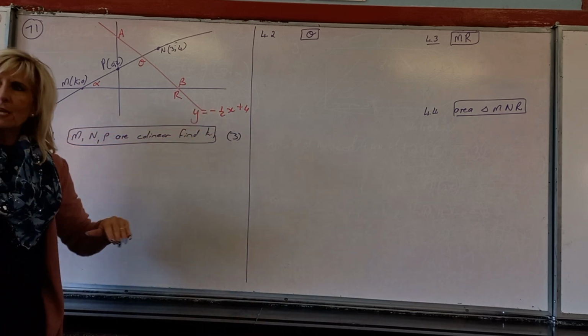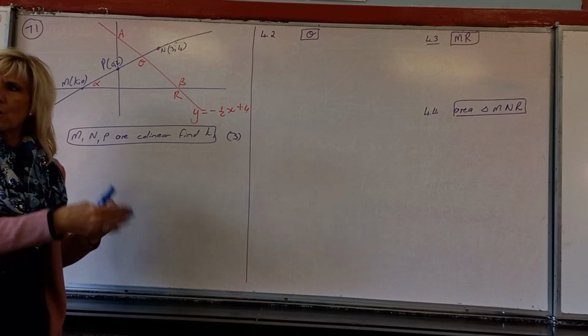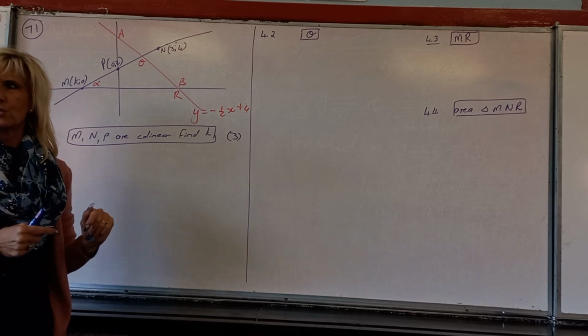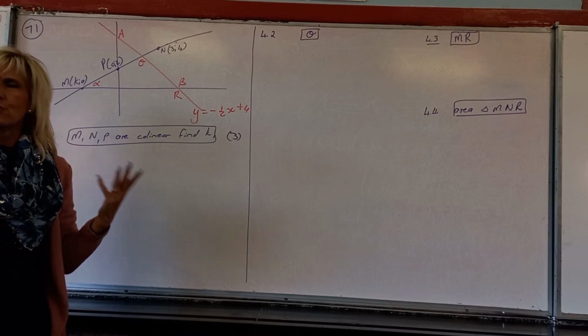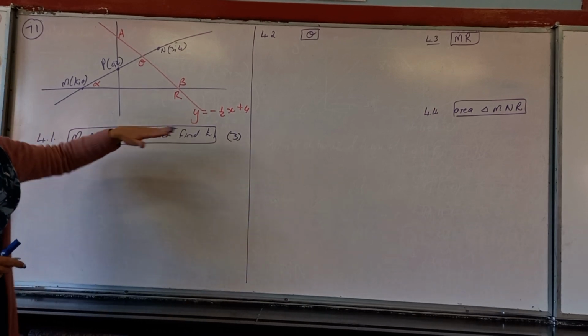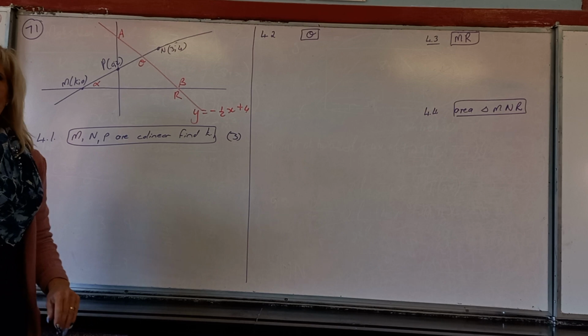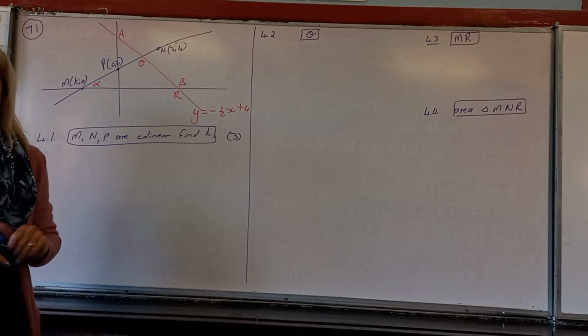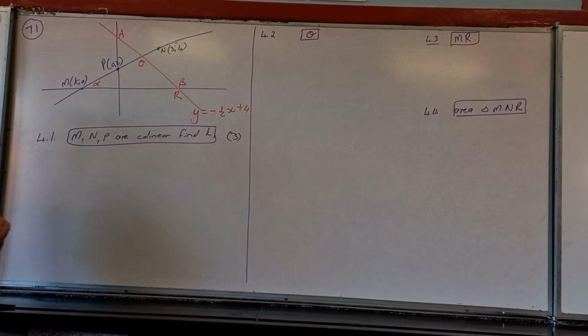So when they give you any information, or you find out as you go along any information, put it on the sketch. Otherwise, you're going to not realize you have something that you have. That was the equation of the straight line. So they won't give it for nothing. Right, first question says, find k for me.